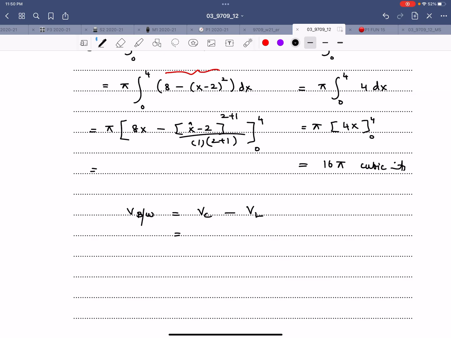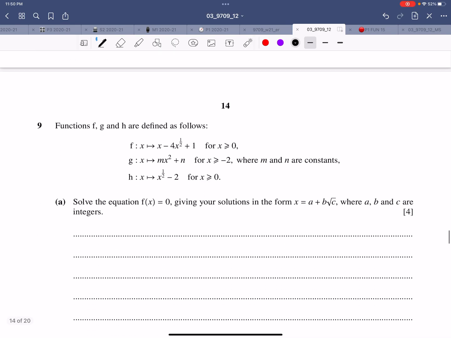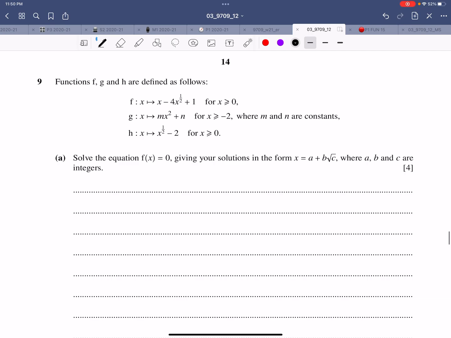Question number 9, that is functions. What is there in function? So in function we have 3 functions as such. First of all, solve the equation if f(x) equals 0. So if f(x) equals 0, x minus 4 root x plus 1 equals 0.